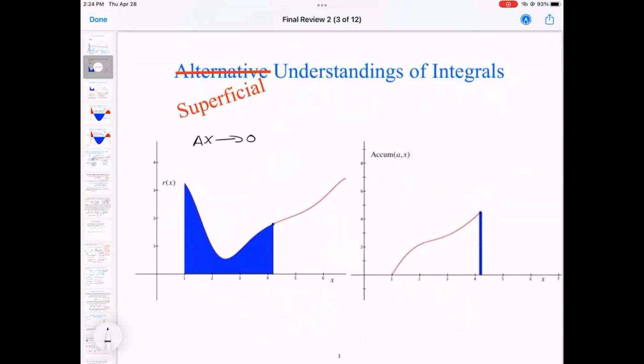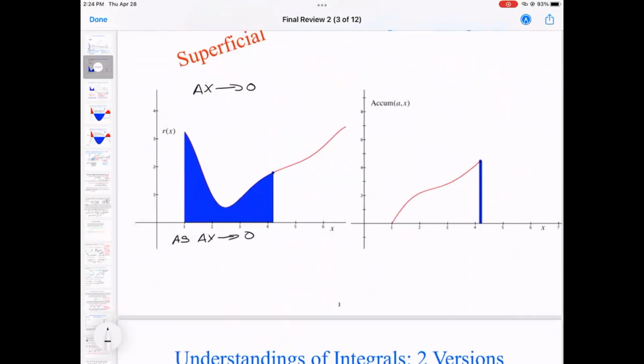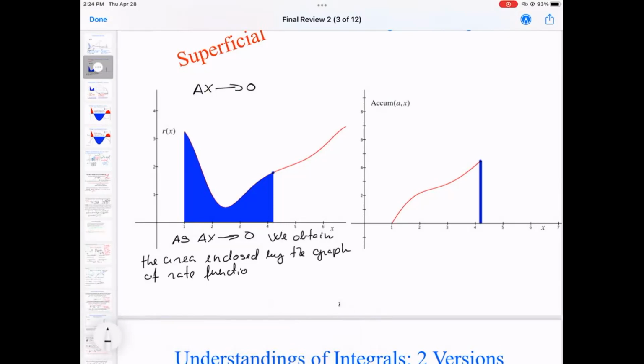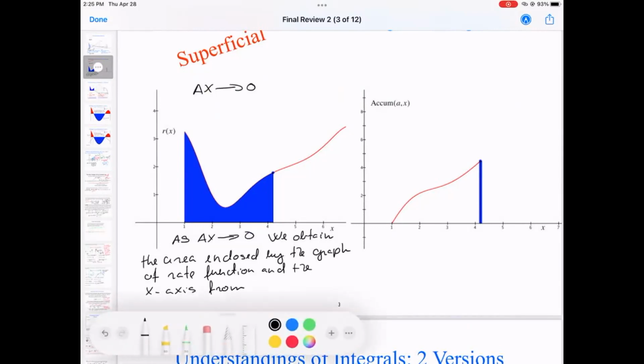That means as delta x approaches 0, the area enclosed by the rate graph and the x-axis, we obtain the area enclosed by the graph of the rate function and the x-axis from a to x, from the initial value to the final value, from a to x.